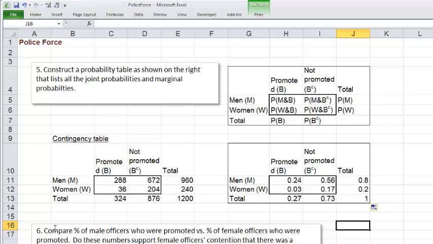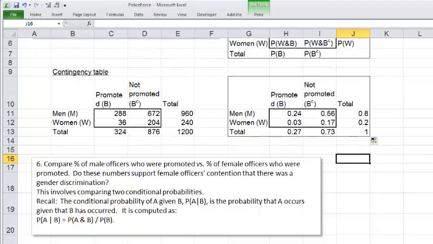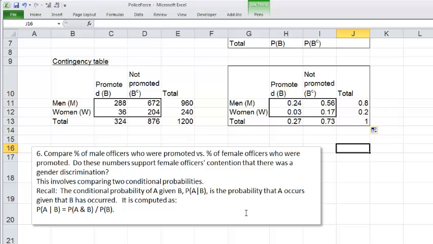Okay, now let's go on to question 6. So here we're actually going to answer the original question. Now, is there a discrimination? So we're going to compare the promotion rate among male officers versus the promotion rate among women. That is, percent of male officers who were promoted versus the percent of female officers who were promoted. So if the male percentage is much higher than the female percentage, then we know there might be a discrimination. And this involves actually comparing two conditional probabilities. Now, what is a conditional probability? Well, let's talk about that.